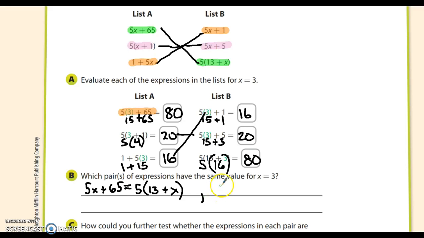Now I'm going to do the middle one. 5 parentheses x plus 1 is equivalent to 5x plus 5. And the last one is the one that I thought was really obvious. 1 plus 5x is equal to 5x plus 1. And all that happened there was we changed the order. There's actually a name for that, and we're going to learn about that on page 277. It's called a property. All right, let's go ahead and move on.